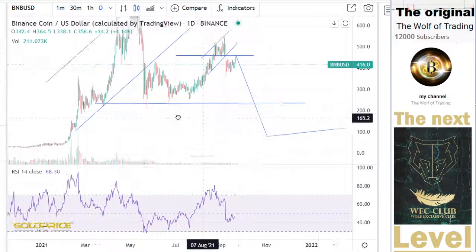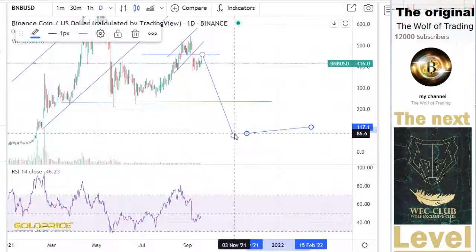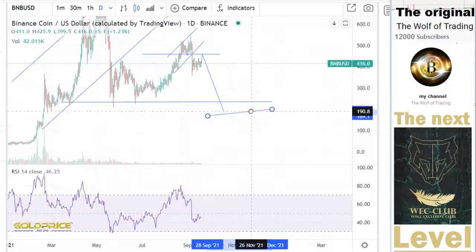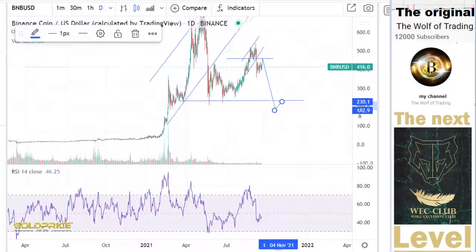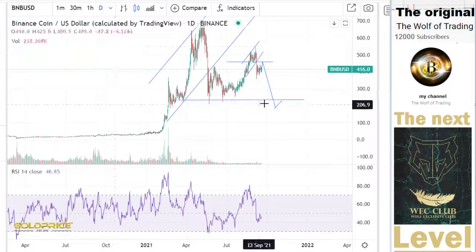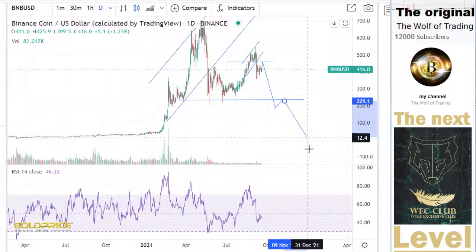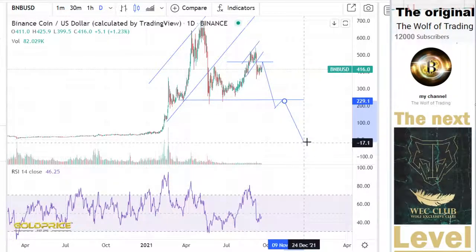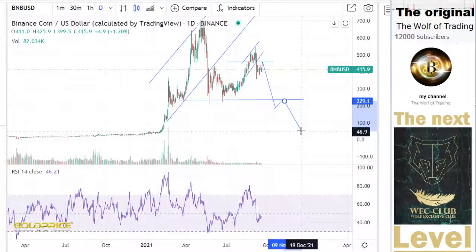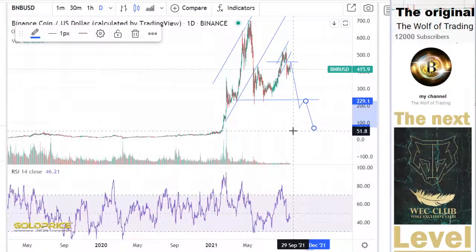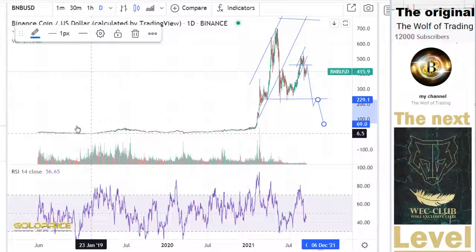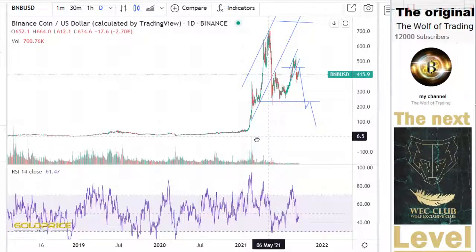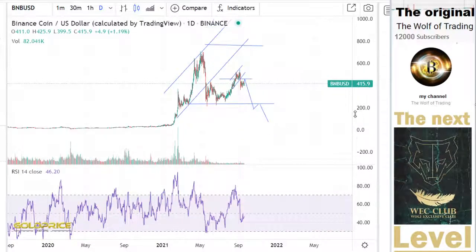This is the first step, and then the second step is to retest this area, 188, and then the big fall. I would say December is a good place to fall, end of December, something like that. To 60, I would say, because we have here the situation and our base is in this area. Many people don't believe this, but this is coming because we have here an unstable situation.